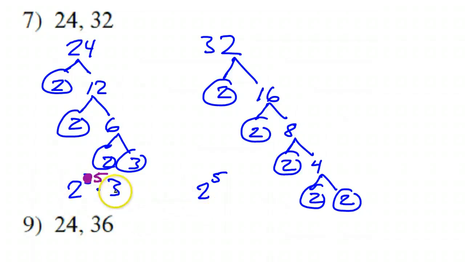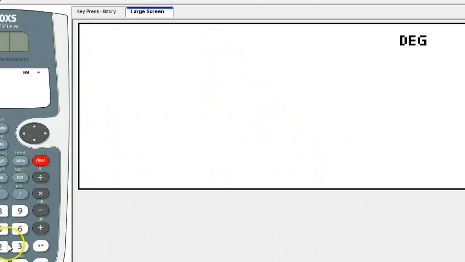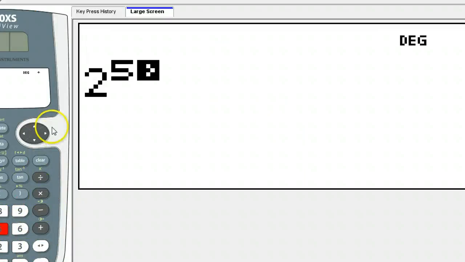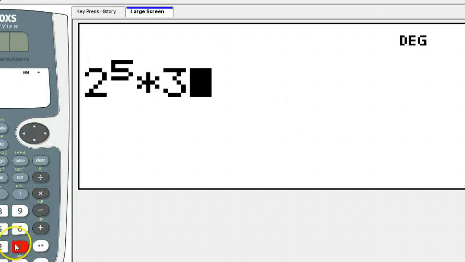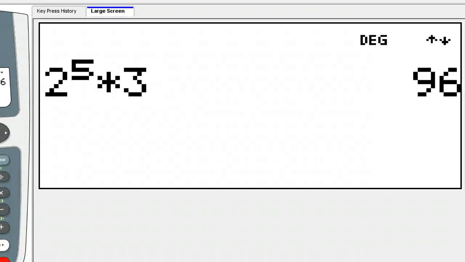This has a 3, and this doesn't have any 3's. So if I want these to be the same, I'll have to give it a 3. So the least common multiple will be 2 to the 5th power times 3. Okay, the least common multiple is 96.